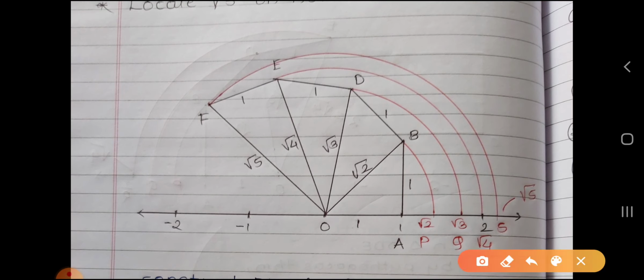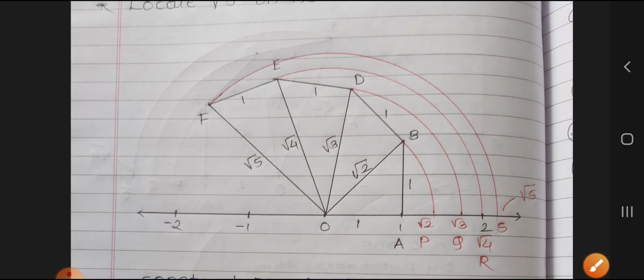We know how to locate square root of 2. Here we get distance OA is equal to 1 and OB is equal to 1. Then join points O and B. Therefore by using compass, center O and radius OB, draw an arc which intersects the line at point P, and P corresponds to square root of 2. Also, we know how to locate square root of 3.